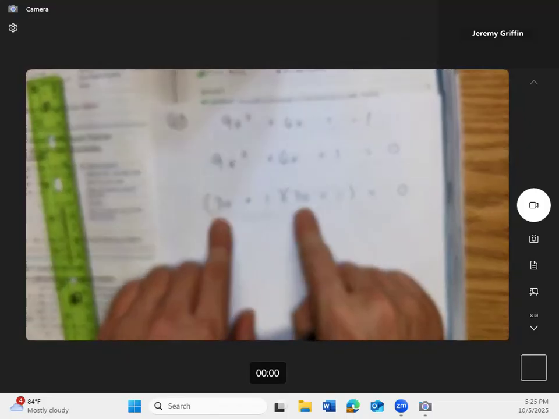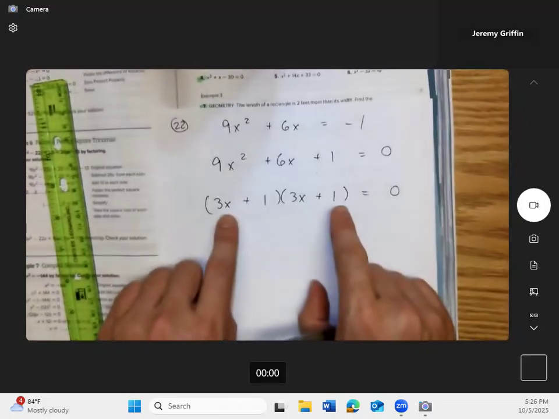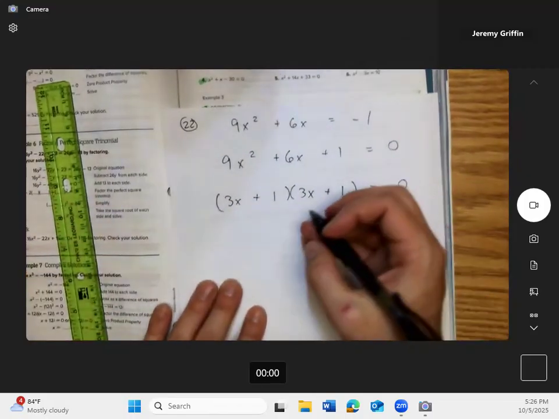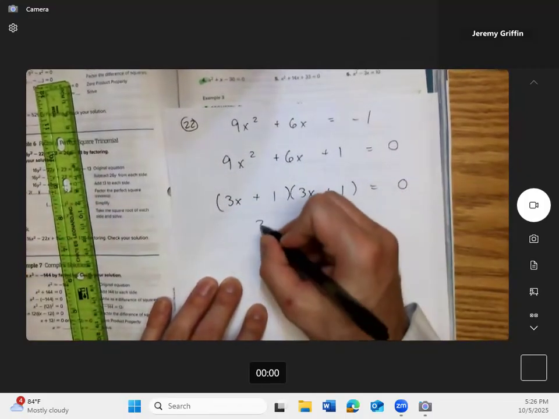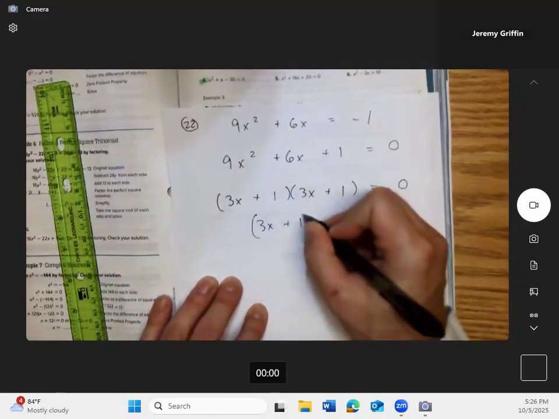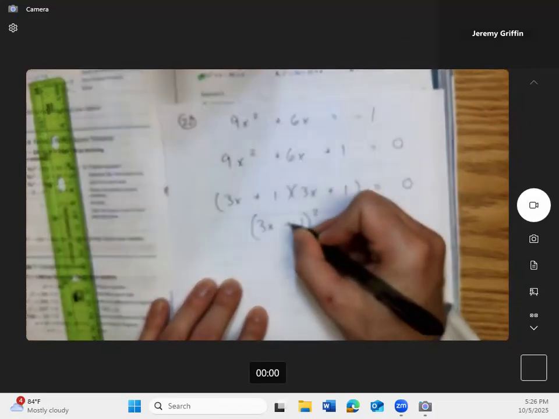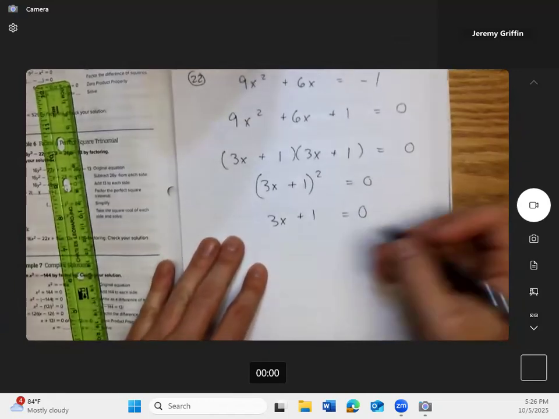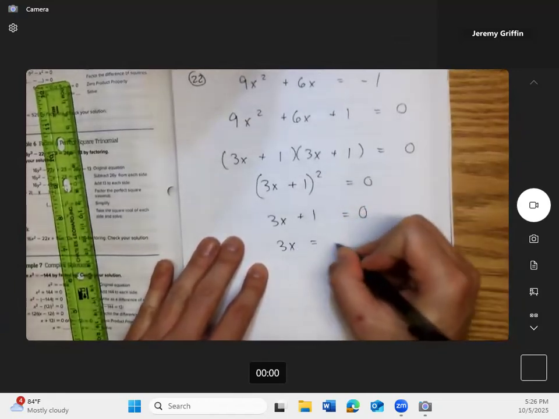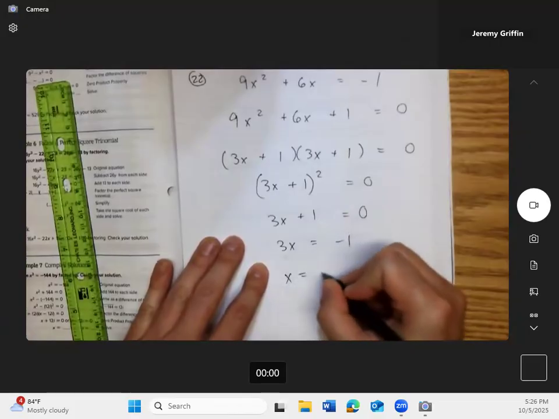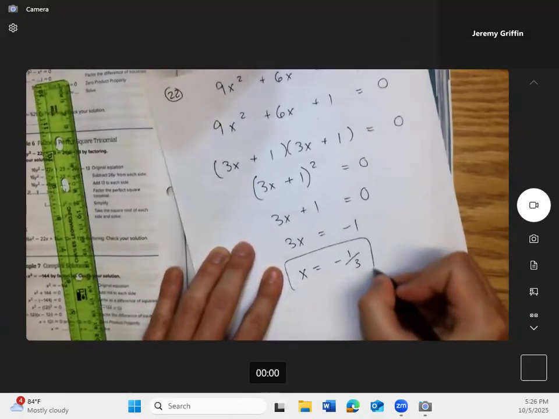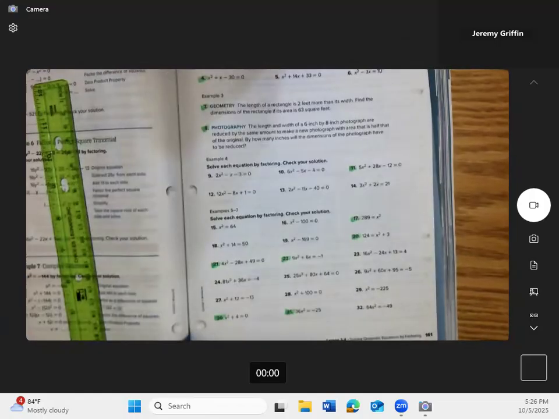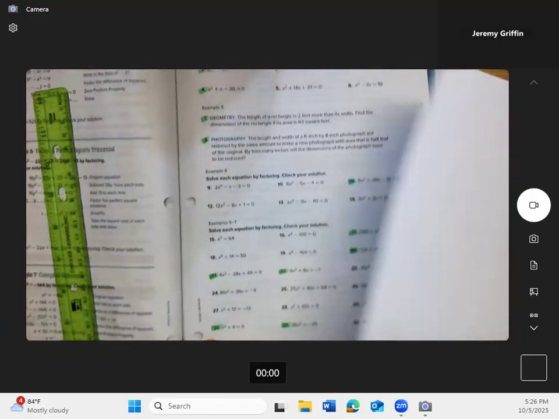Yeah, look at that. 3x and 3x is 9x squared. Bing. 3x and 3x is 6x. Bing. 1 and 1 is 1. Bing. Right, so this is 3x plus 1, quantity squared equals 0 if you like. We're doing that step. So 3x plus 1 can be 0. There's only going to be one solution out of this. 3x equals -1. X equals -1 third. Right?